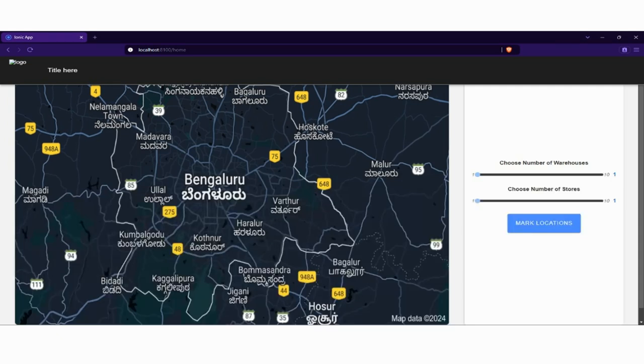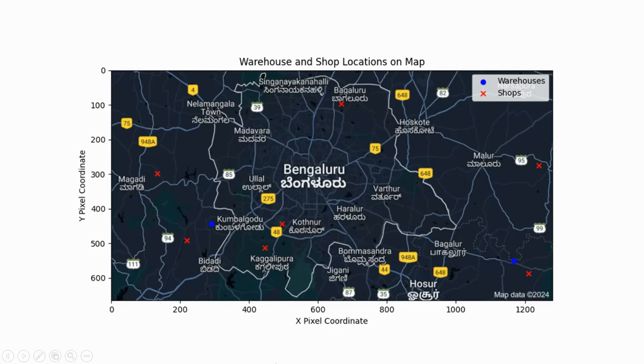This is an example of an interface with the map of Bangalore. We're getting the input as number of warehouses and number of stores from the user, and we use the genetic algorithm to find the output. This is the optimal planning which we have found.